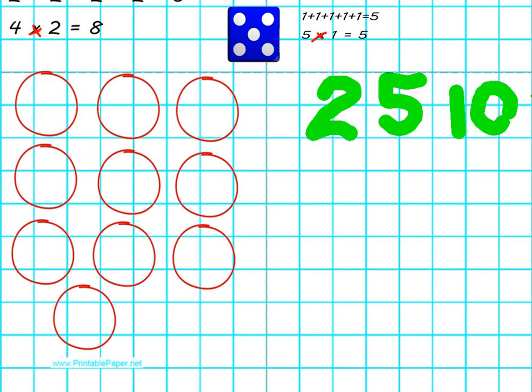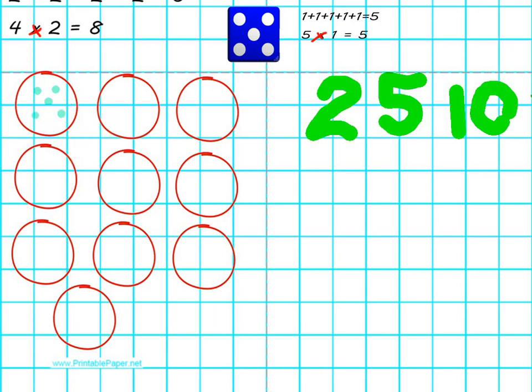Okay, I decided to go with 10 circles. So that's 9 and one more makes 10. So I'm going to use my marker and I'm going to put dots instead of stars because I can go a little faster with the dots. And remember, I'm working with 10 and 5. So I'm putting 5 dots in every circle. So 1, 2, 3, 4, 5.